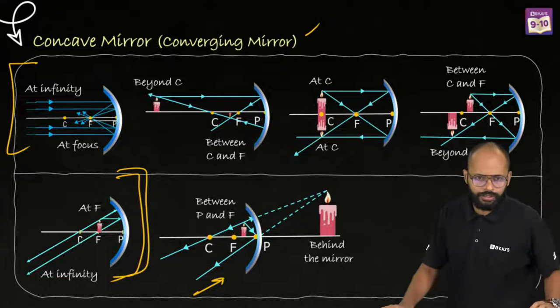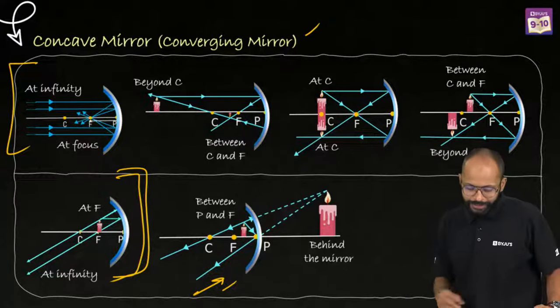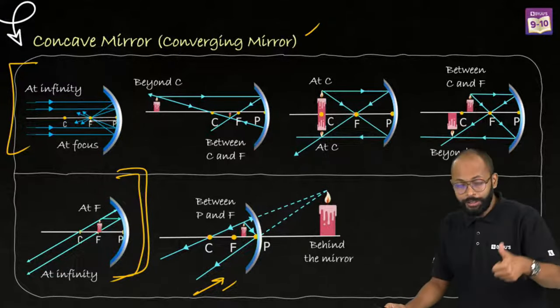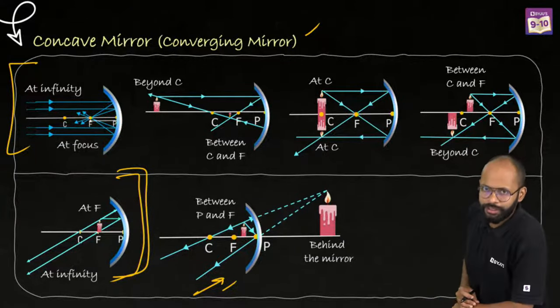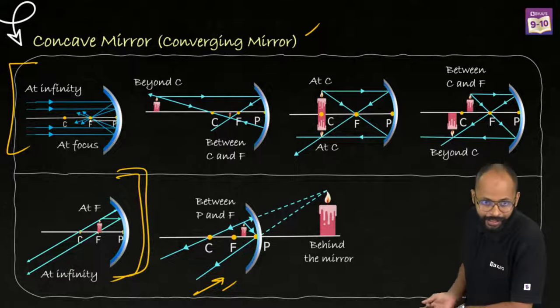Fine. Hello, Prashant. Yes. Okay. So in this case, you get virtual, erect and magnified image. Kyunki real image kya hota hai? Jahan rays actually meet karti hain, right?